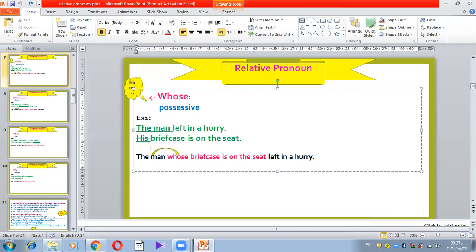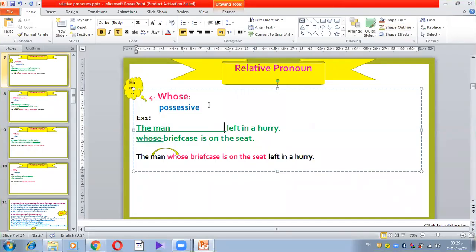If you have a possessive word, you can remove it and replace it with whose in this case. And don't forget, we make a space between the subject and the verb, and then we put the second sentence. So the man whose briefcase is on the seat left in a hurry. Left in what? Left in a hurry in this case.